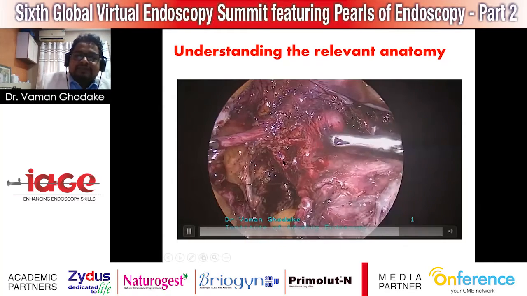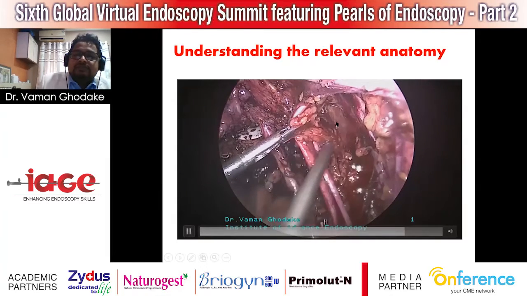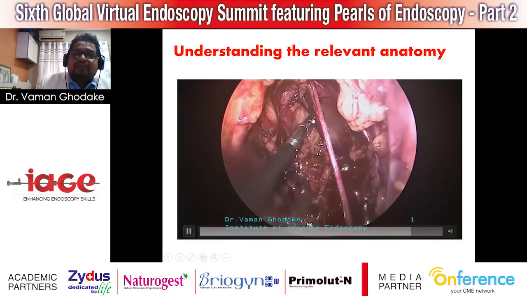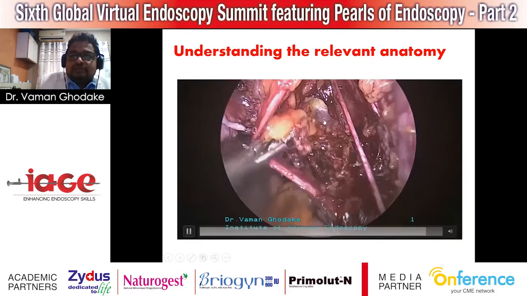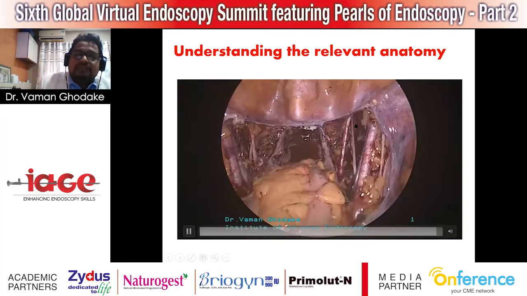And being a pelvic surgeon, we have mostly a stable anatomy. While dissecting the lymphovascular tissue, this is the obturator fossa, obturator nerve, and here is the pelvic floor. So this is the relevant anatomy, and at the end, we can have all the structures together.